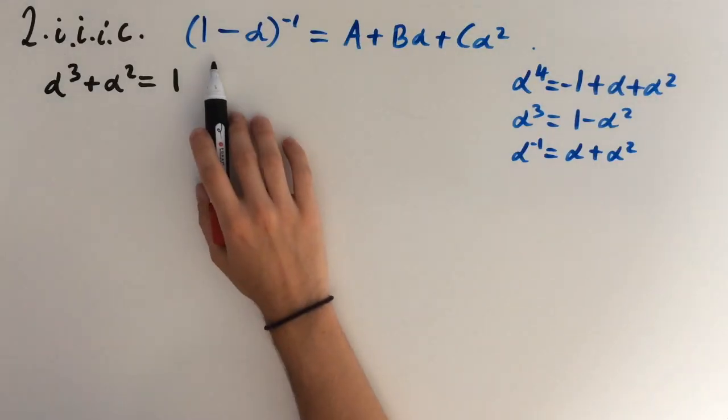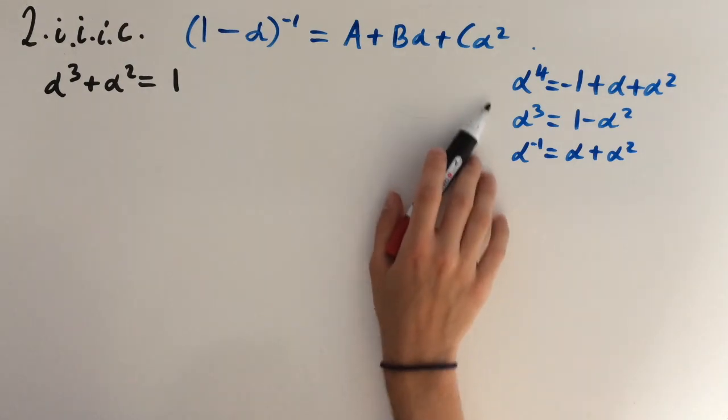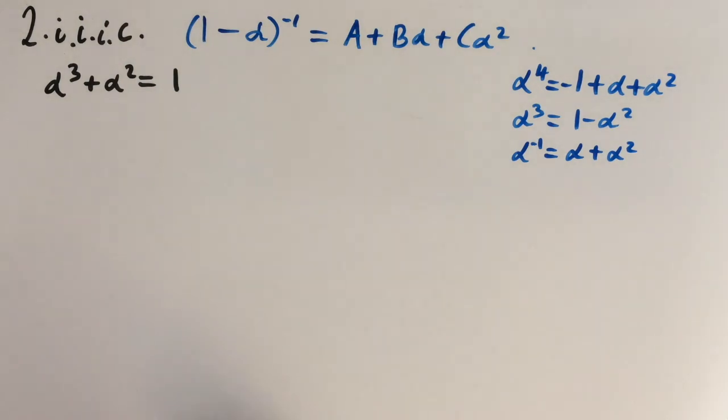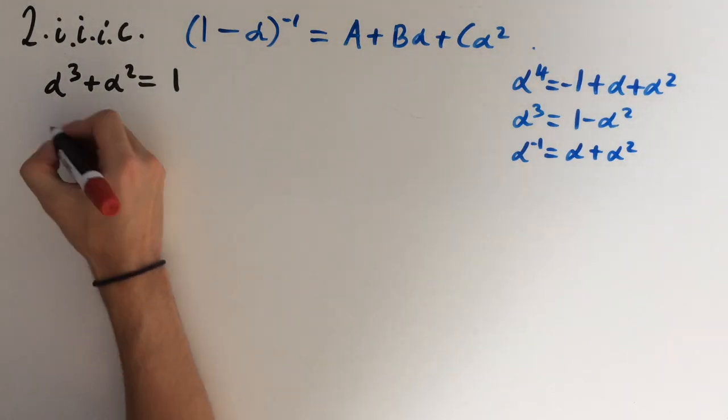For part C, our function is 1 minus alpha to the power of minus 1. And for this question, we're going to be using pretty much every other part of the question we've done so far. And this is very typical of an MAT question. So if you get stuck, always try and use the previous work you've done to make connections to the questions you're stuck on.